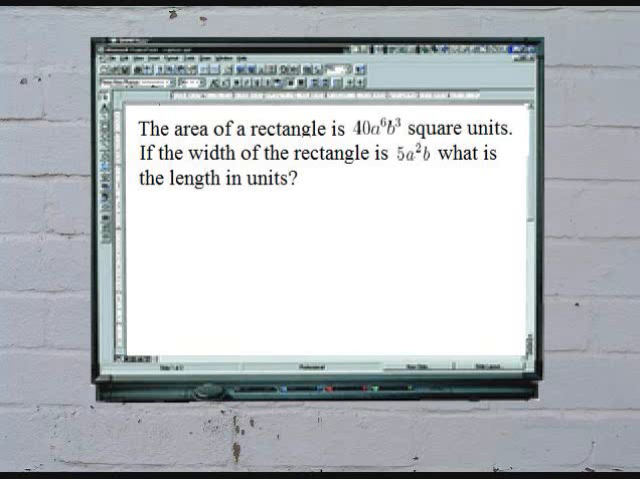Now let's try another practice problem. The area of a rectangle is 48a to the 6 b to the third square units. If the width of the rectangle is 5/8 b units, what is the length in units?